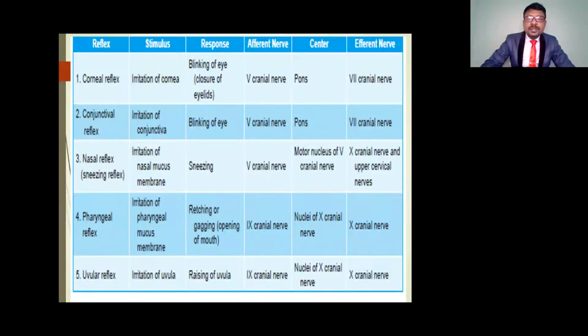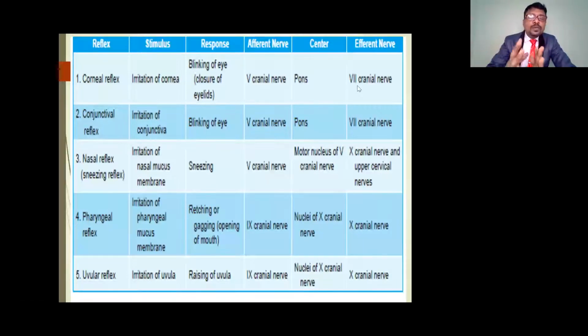So this is going to the center. What is the center? Pons. Midbrain is in the brain, and pons is the major structure. And how are we getting the response? The response we are getting through the seventh cranial nerve, which is the facial nerve. The facial nerve supplies the eyelids, so because of the response, you are going to get the blinking. So this is the normal response.